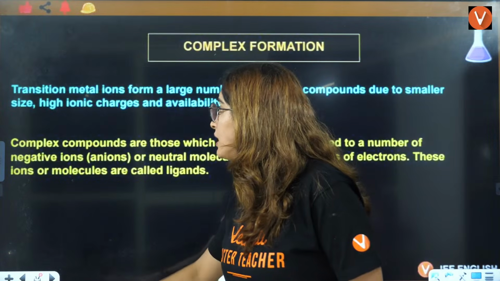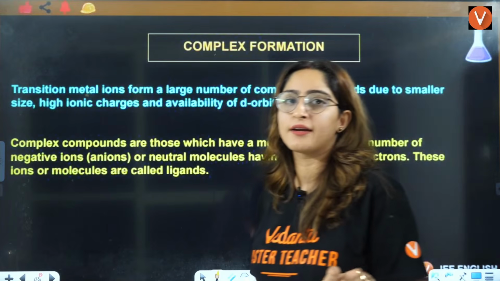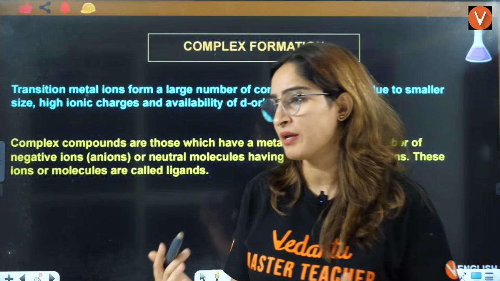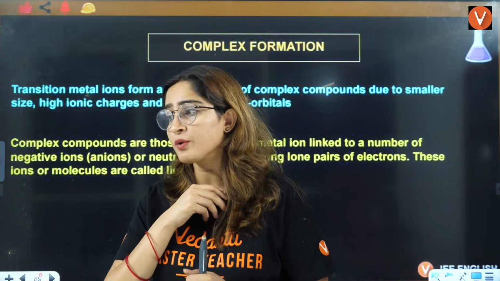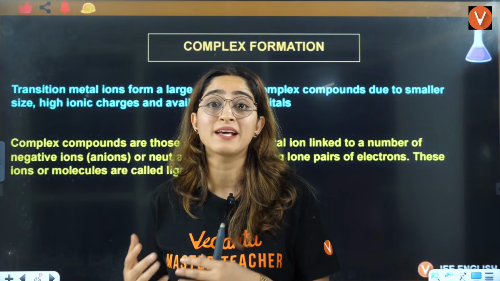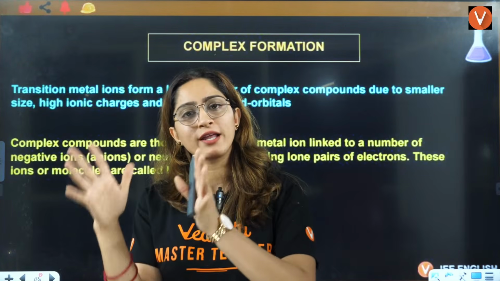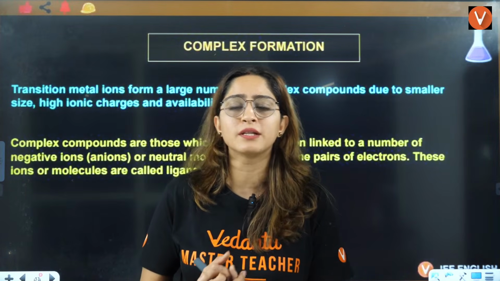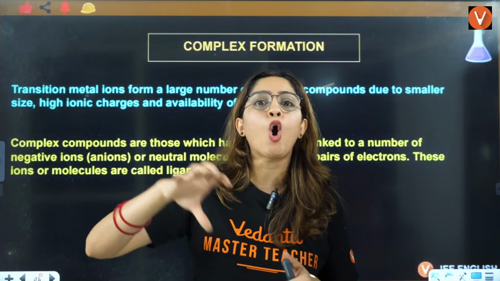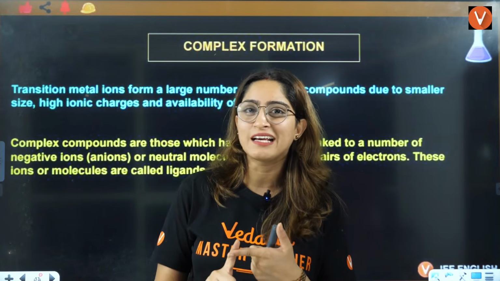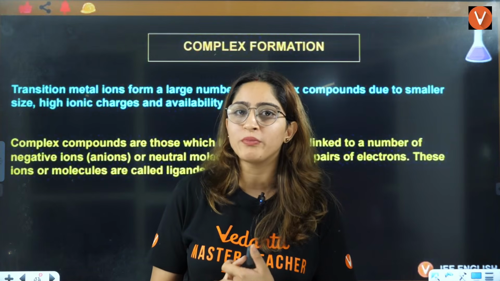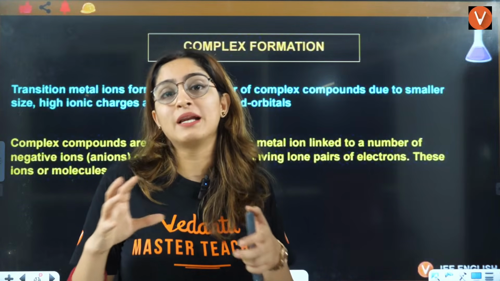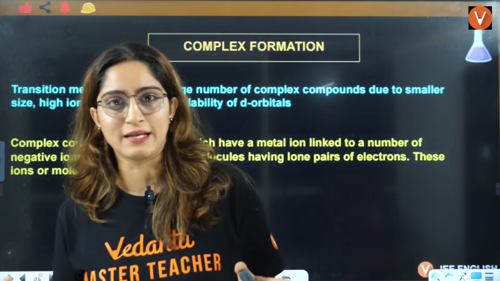Now let us move to the next property, that is complex formation. Everyone, let me know in the chat box. If I talk about complex formation, in coordination chemistry, that is the next chapter we are going to start in the next class. In complex formation, you will see nickel, platinum, chromium, cobalt, all these transition metals have the ability to form complexes.